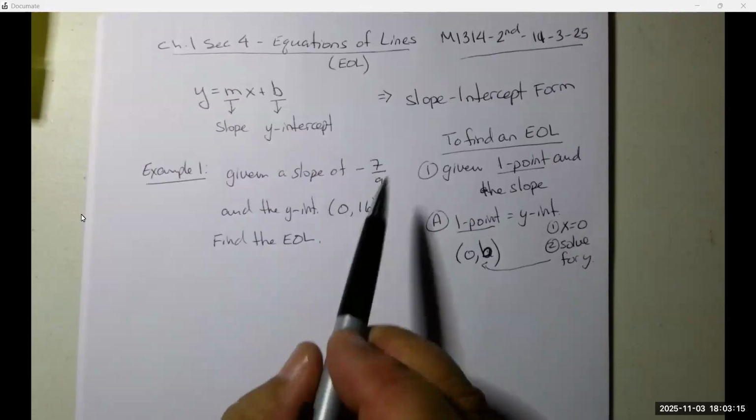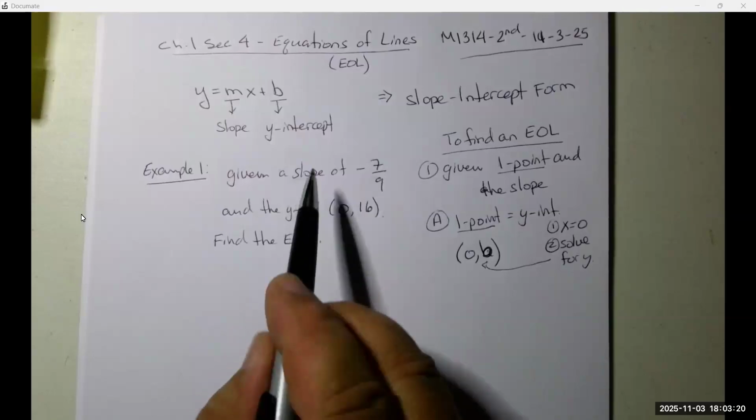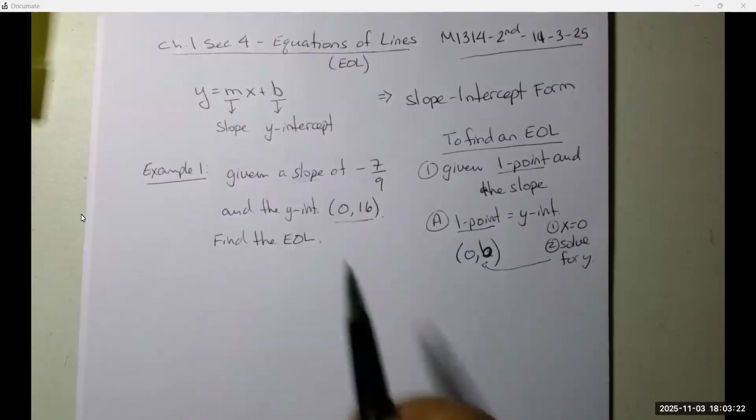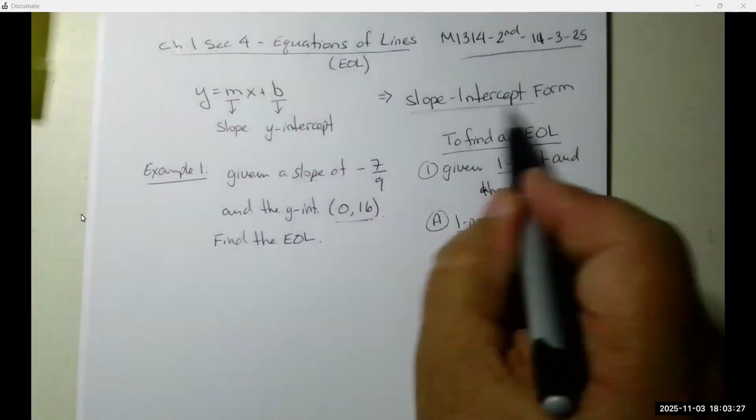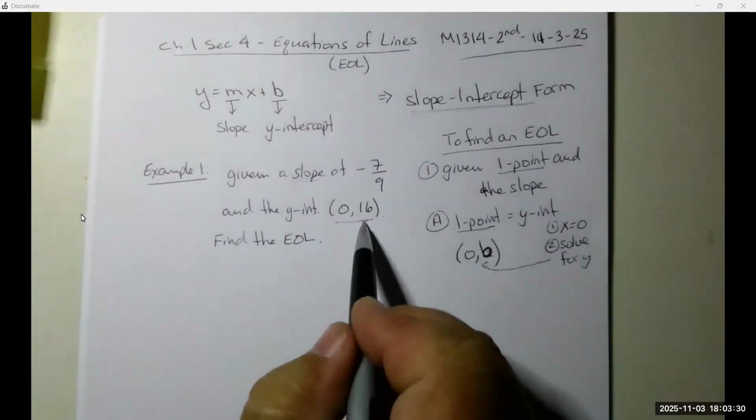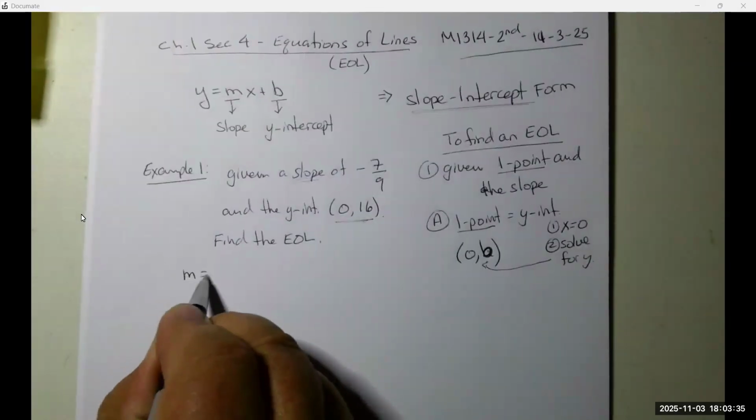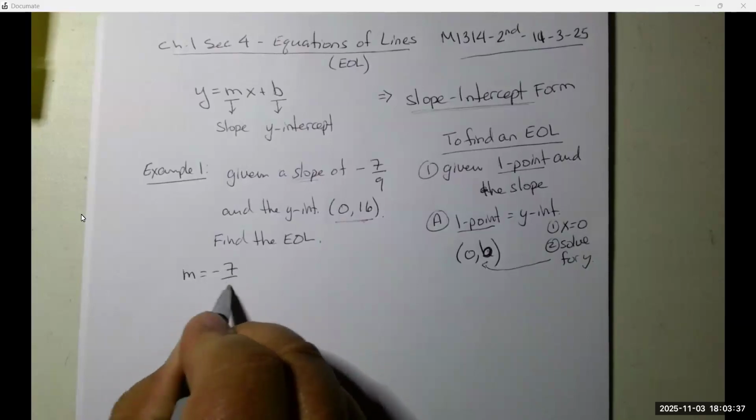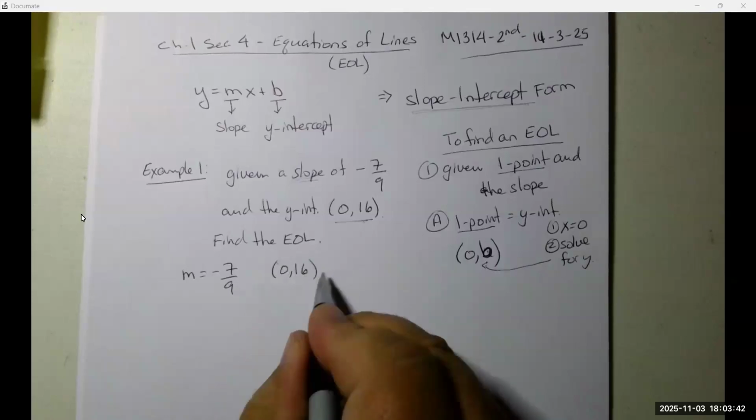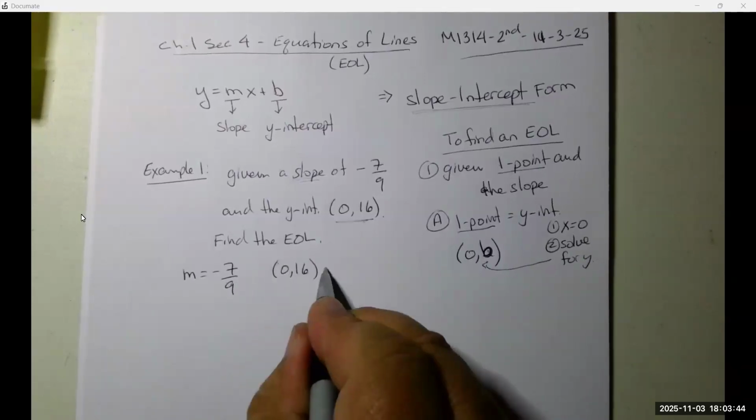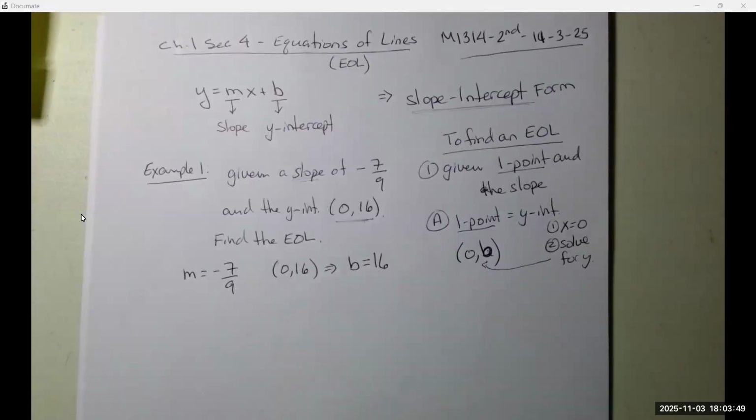So look what we're given. We're given the slope and we're given a point. Because we're given the slope and a point, we're going to use the slope intercept. This is the slope and this is the y-intercept. So we use the slope intercept. So the slope is equal to -7/9 and the point is 0, 16. Because x is 0, that means our y-intercept is 16.